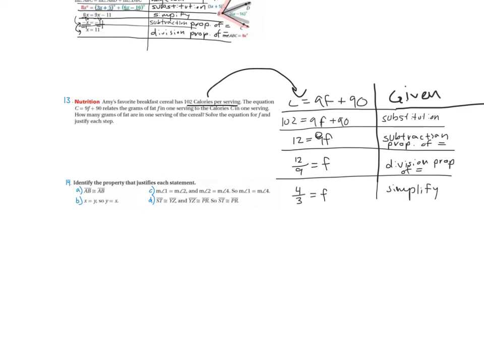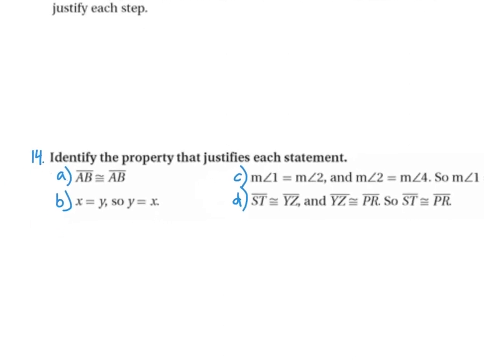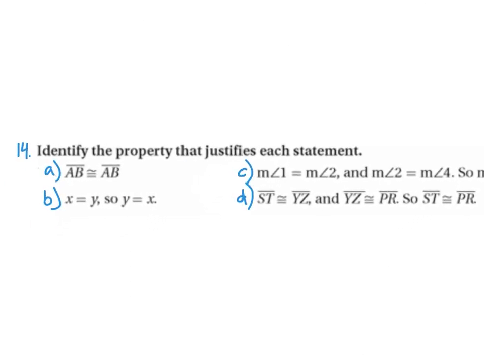Now let's look at 14. We have segment AB is congruent to segment AB. When you have the same thing is congruent to the same thing, nothing is switched around. You have AB is congruent to AB. This is reflexive property of congruence, because we have a congruent sign here, so our answer will have congruent sign.